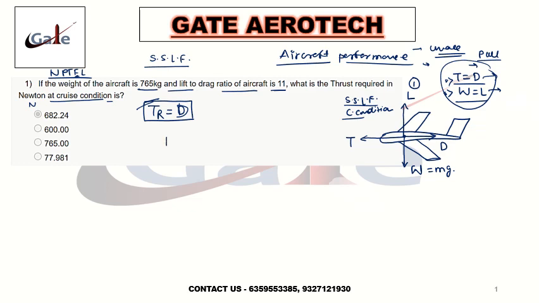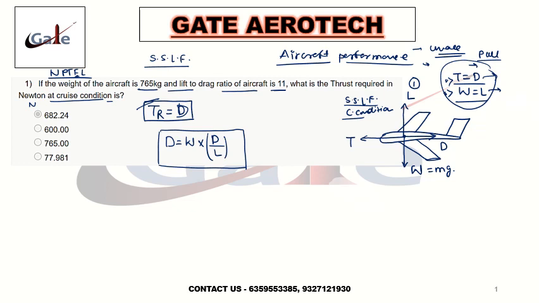I know the drag is given by weight into drag divided by lift. For the cruise condition we have a minimum drag condition, but they have not given anything. They have just given the lift to drag ratio, so we are just using the lift to drag ratio. In the coming lectures we will see what the minimum drag condition, the minimum power condition, and the D by V condition are. As of now they have not mentioned anything, so I'm not touching those.